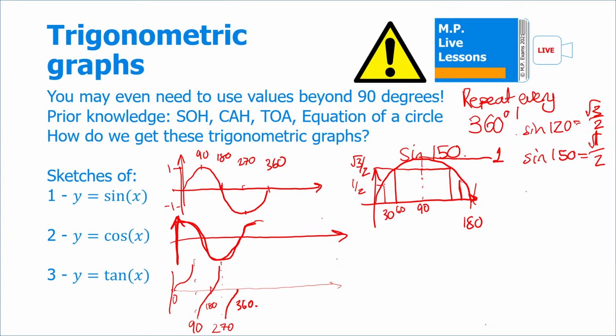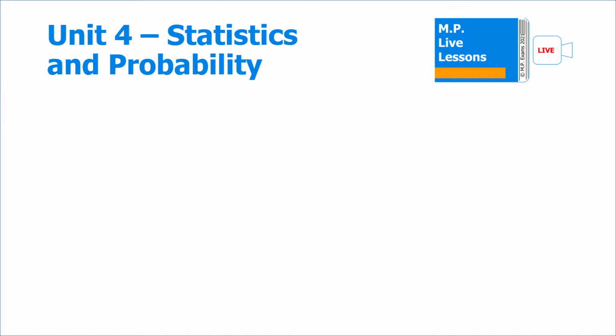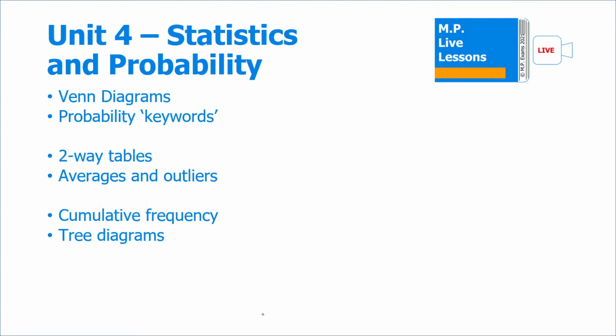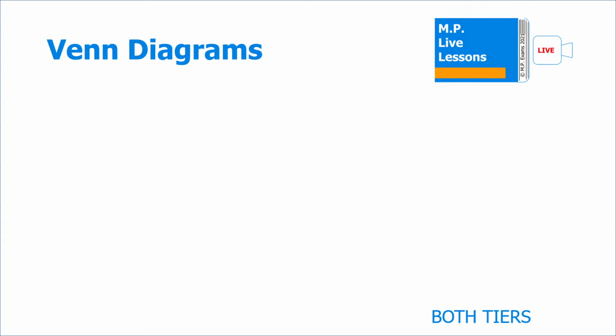Now we're on to the final unit tonight. This is statistics and probability. Here's an overview. I might have taken a few things out. And we'll start with Venn diagrams for both tiers. Now this symbol means all data, all the set.